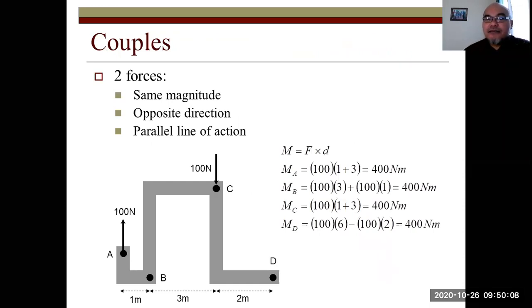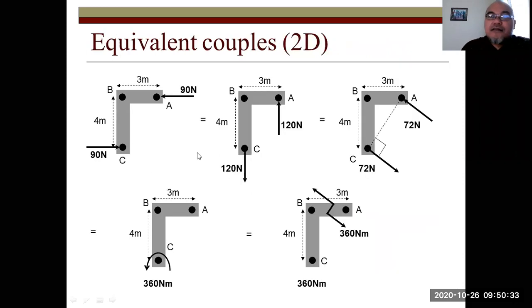Remember this example. At any place we put the force, at whatever point in that structure, it will have the same result. Whether we calculate moment about point A or about point B, they will result in the same value of moment, 400 Newton meter. So it doesn't matter whether you calculate moment about point B. It's basically the same as you calculate moment about point A or moment about point C.